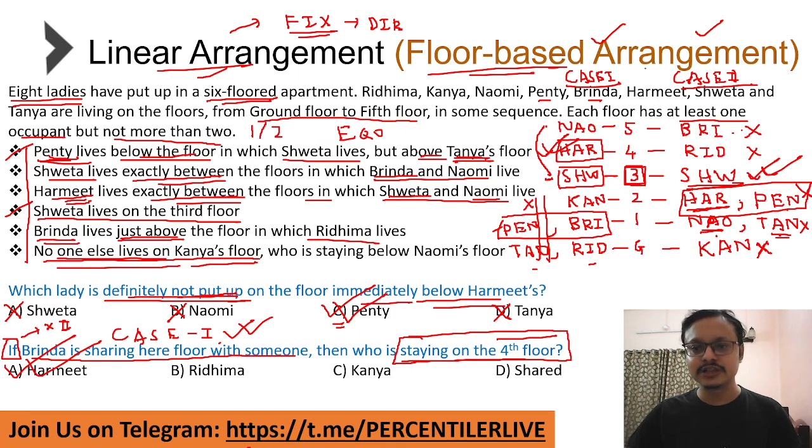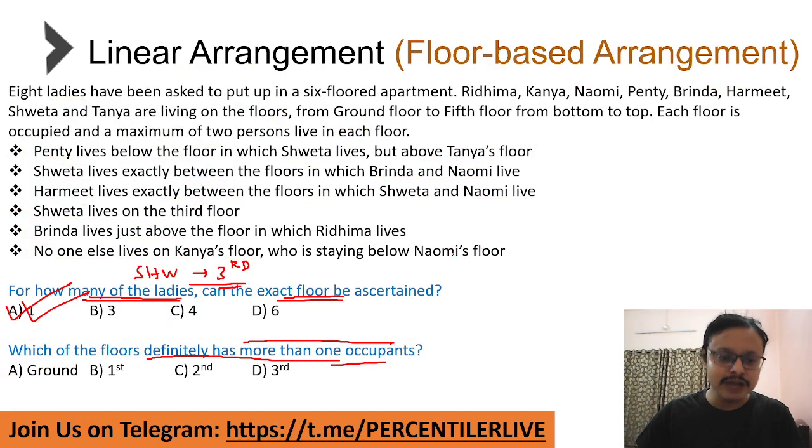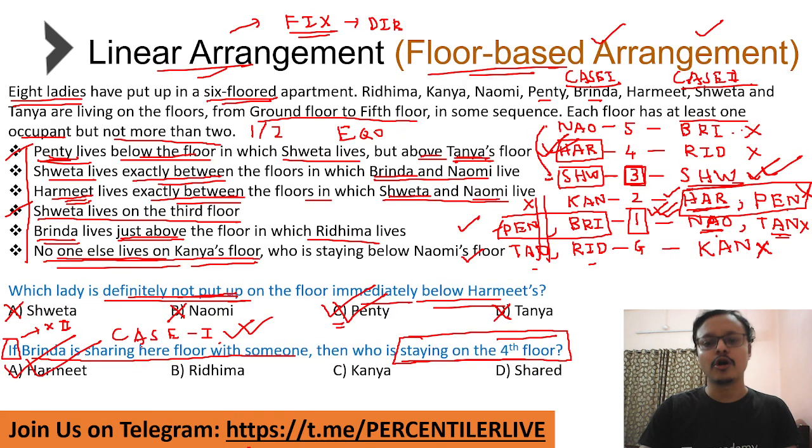Now again, you've got to consider both the cases. In case 1, you have the 1st floor as well as the ground floor. In case 2, you have the second floor as well as the first floor. But if you notice, there is one floor, which is the first floor, which is always going into sharing. The people might differ, but question kya pooch raha hai? Which floor definitely has more than one occupants? In both the cases, first floor has more than one occupant.